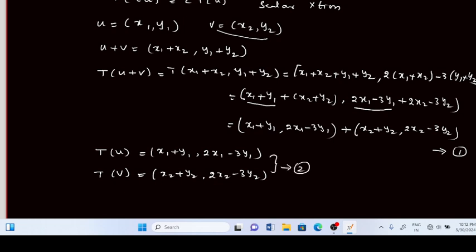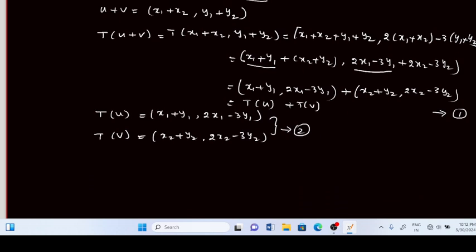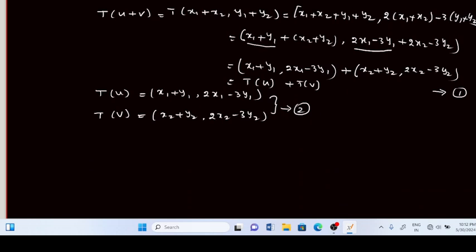So here we can see that the first half of the terms in equation number 1 is nothing but T of u, and the second half is nothing but T of v. So vector addition is satisfied. We can see that T of (u plus v) equals T of u plus T of v. So vector addition is satisfied.